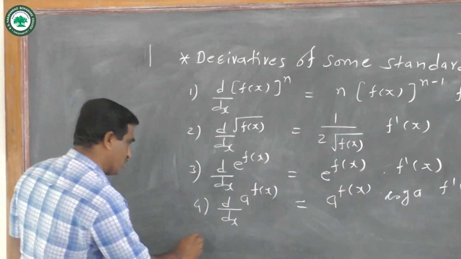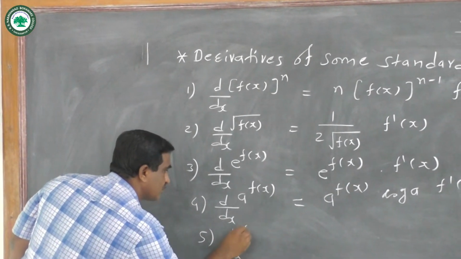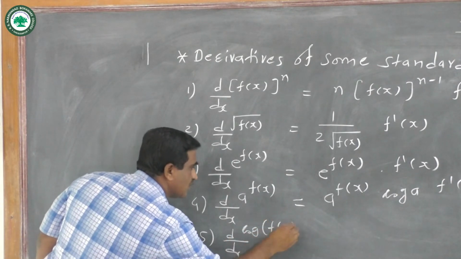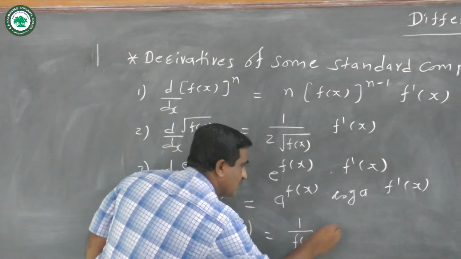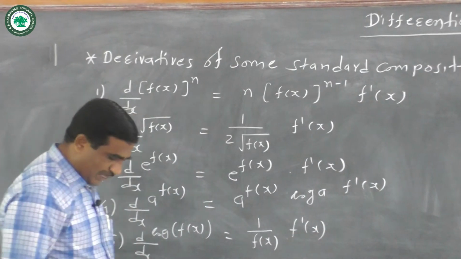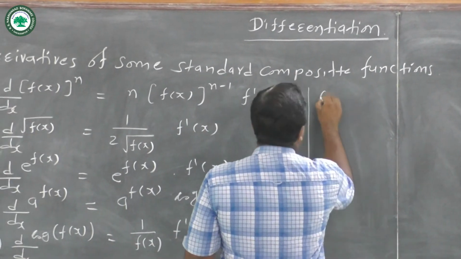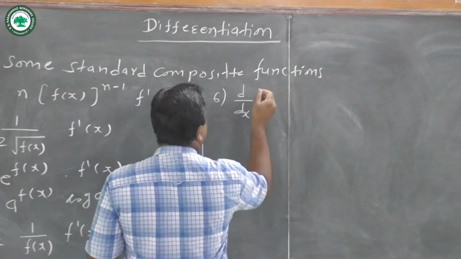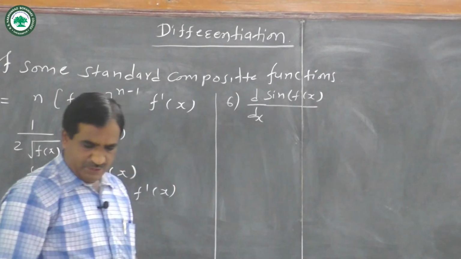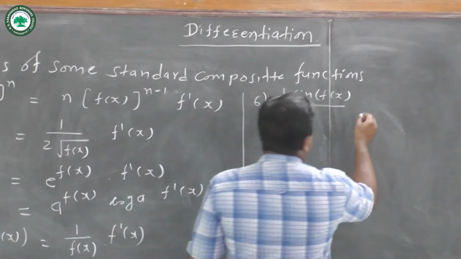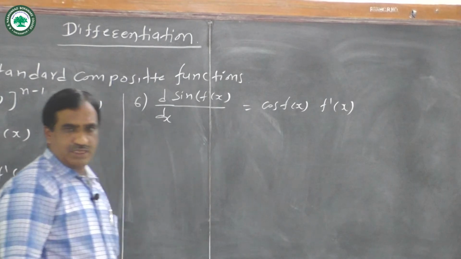Now further, the next function is the logarithmic composite function, dy/dx of log f(x), is equal to 1 upon f(x) into f'(x). Now next functions are trigonometric functions. Number 6, dy/dx of sin f(x). The derivative of the composite function sin f(x) is equal to cos f(x) into f'(x).